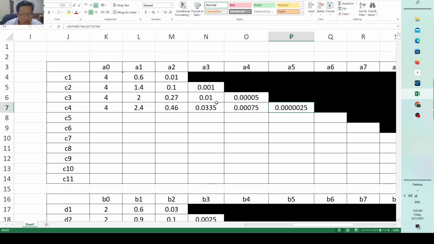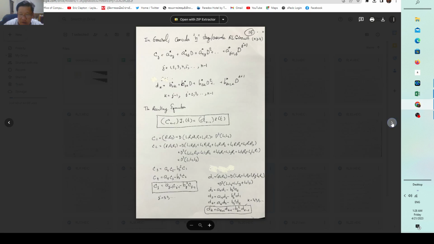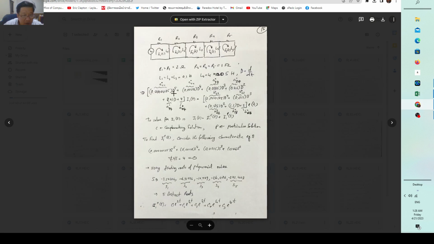This is a4, the coefficient for the fourth order term, and 0.335 times d to the 3, and then plus 0.46 d squared plus 2.4 times d, and plus 4. Okay, reading in reverse from right to left, coefficient by coefficient, you get these results: 0.05 d to the 5, a5 here, a4, a3, a2, a1, and a0.